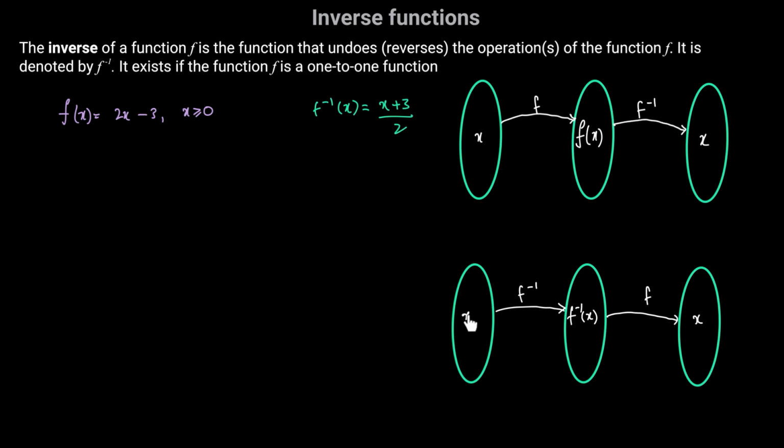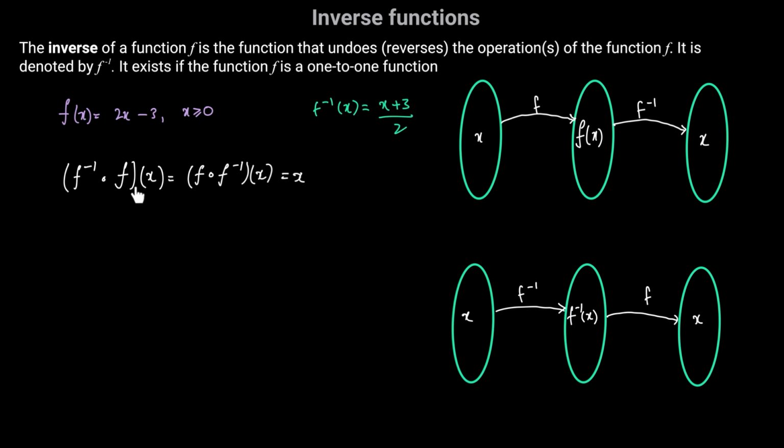Similarly, if I have an input x, I apply the function f inverse to it, I get f inverse of x as the output. And since f is the inverse of f inverse, if I apply the function f to f inverse of x, this will reverse the operation of f inverse and it will return the original input x. So consequently, we get the following relationship. The composite function f inverse of f of x is equal to x. So this f inverse of f is this relationship here.